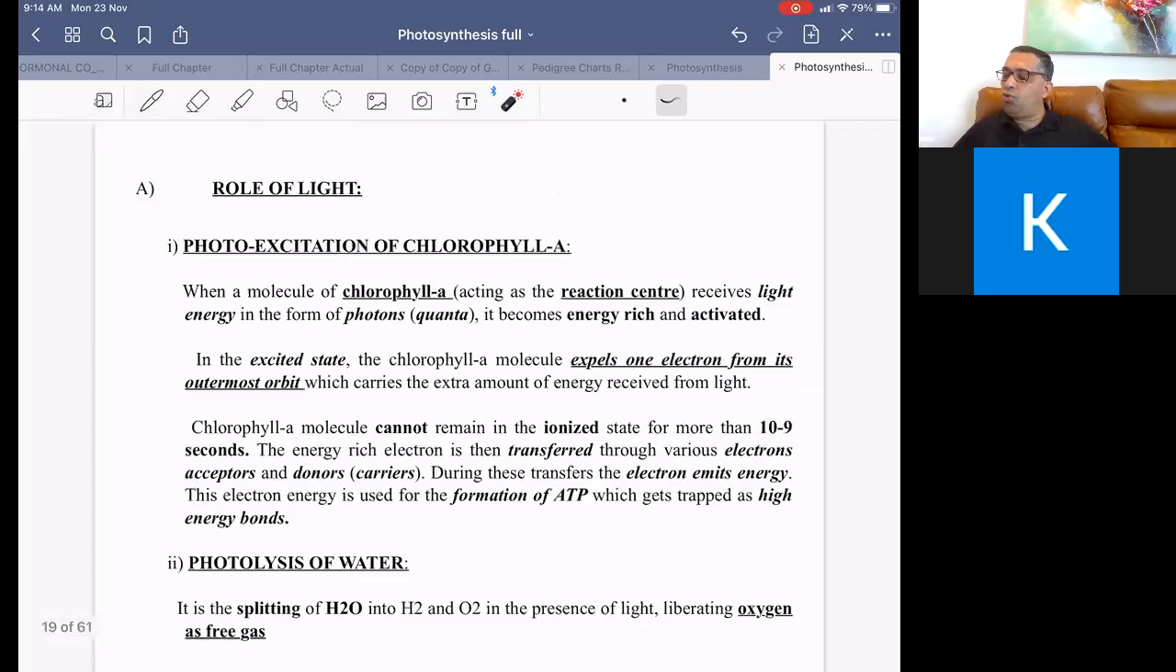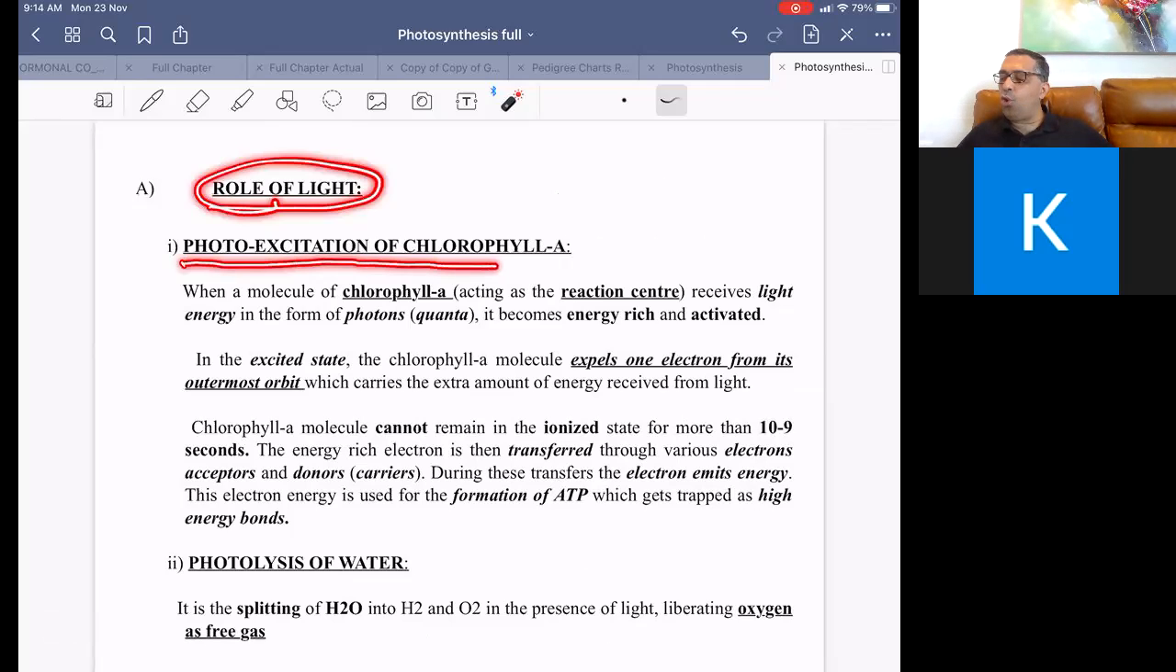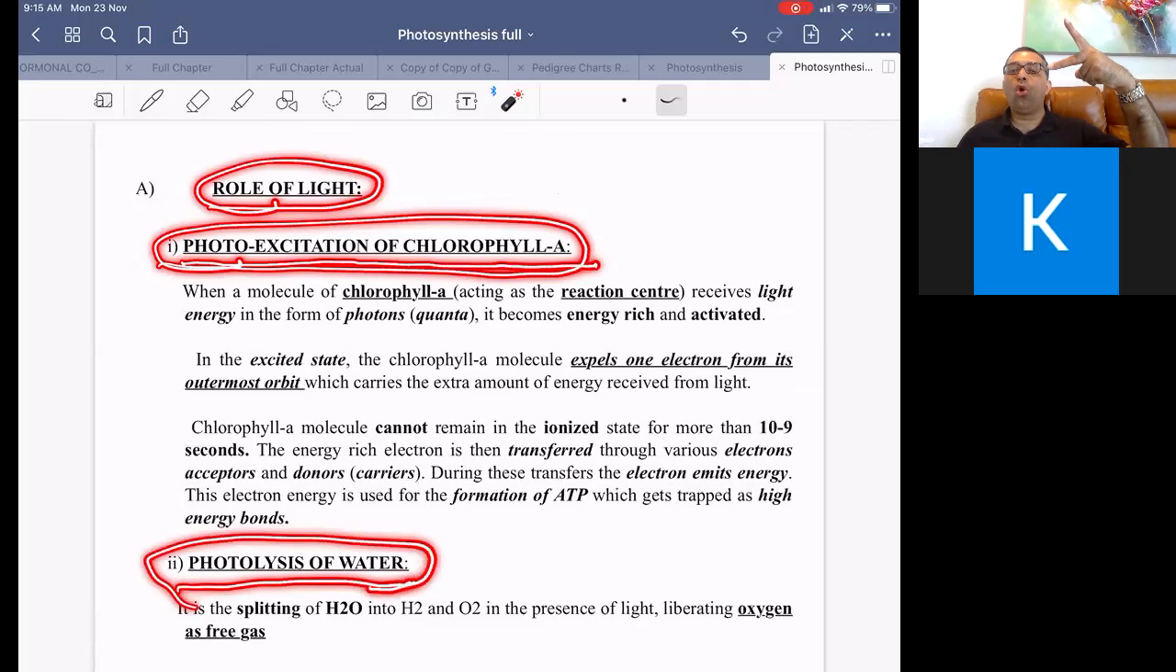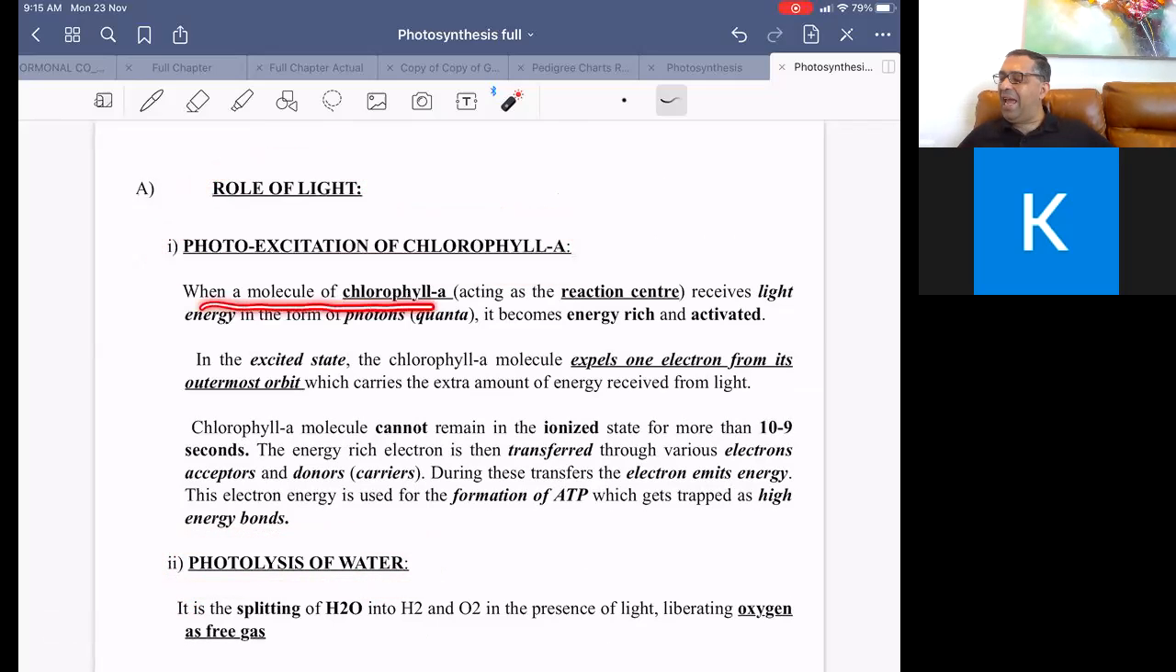Then we have the role of light. What is the role of light? सबसे पहले, it helps in photoexcitation of chlorophyll A, and secondly, it helps in photolysis of water. ये दो role of light हैं. When a molecule of chlorophyll A acting as the reaction center receives light energy in the form of photons or quanta, it becomes energy rich and activated.